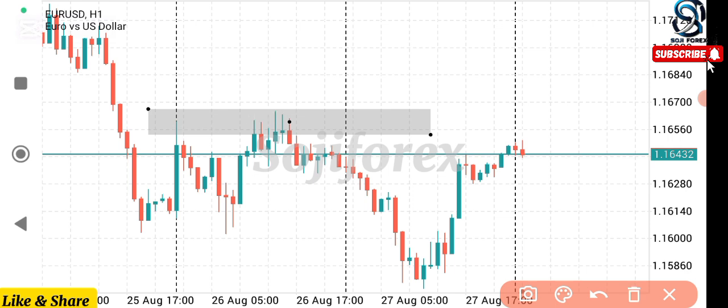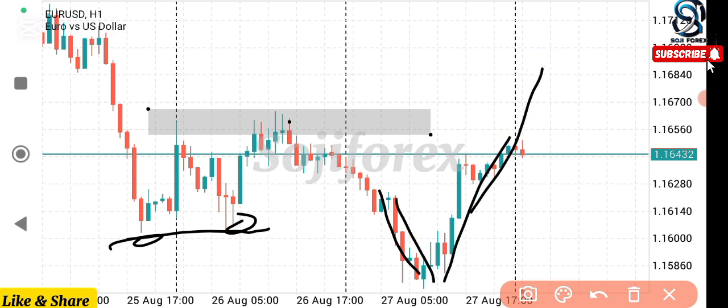So this is exactly it, and look at the double bottom we were showing you earlier. So you can see that. So price will always be attracted to the area of liquidity. So it will take this liquidity, come back again, take away this liquidity, and then continue to the downside.